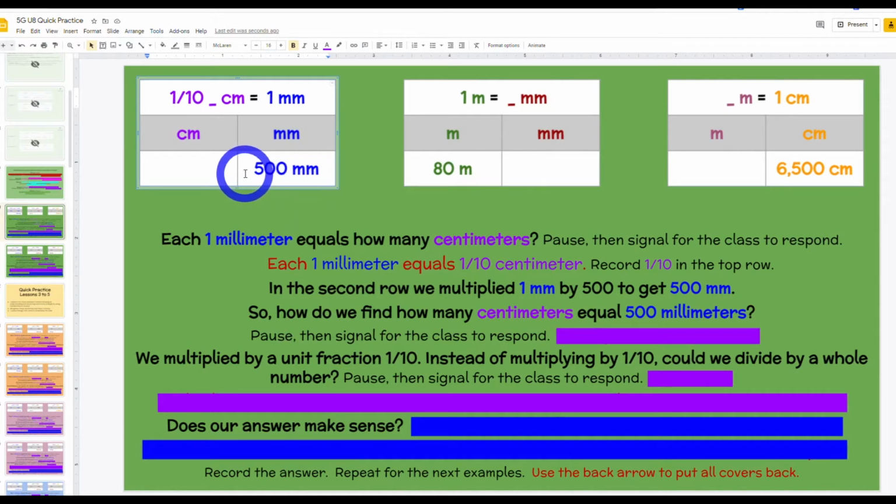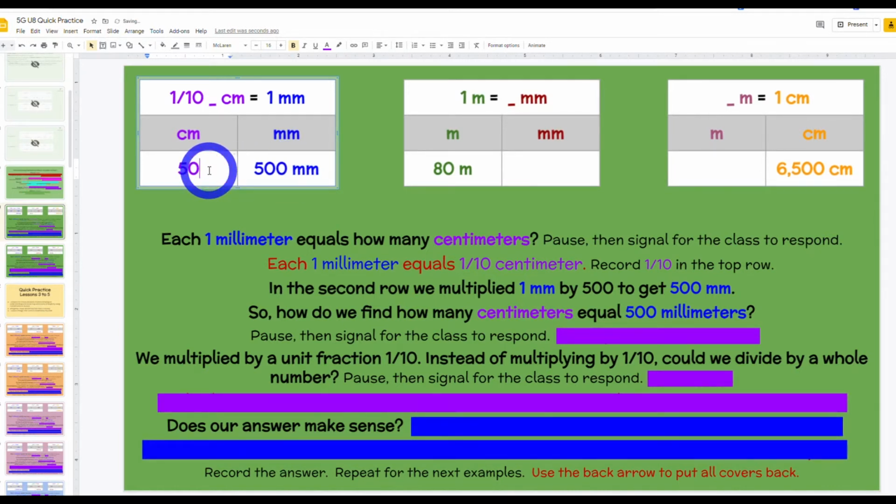So boys and girls, if we have 500 millimeters and I need to convert that to centimeters, am I going from the small to the large or from large to small? Class, and they should say, I'm going from small to large. When I go from small to large, boys and girls, would I multiply or would I divide? And the class would say, I would divide. Boys and girls, how many centimeters? Class, and they would say 50. Say the equation, 500 divided by 10 equals 50.